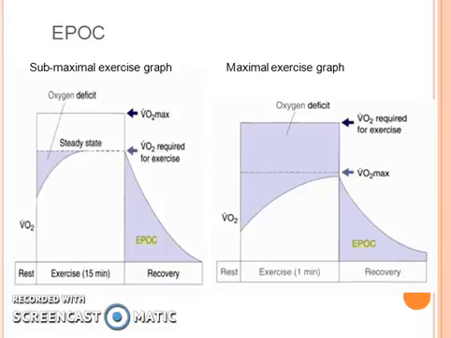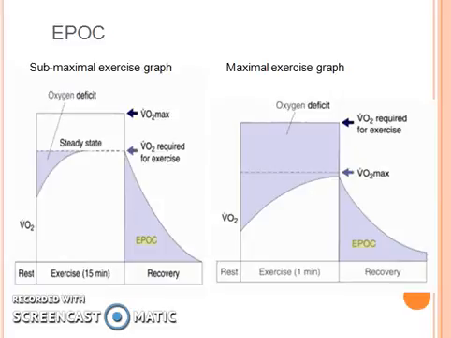In maximal, you'll have a longer recovery and a larger oxygen deficit as you're working anaerobically. Therefore, there's a large amount of oxygen that needs to be recovered. The lactic acid phase of EPOC is removing excess lactic acid built up during exercise. So the excess oxygen that is consumed in recovery will help remove the waste products from our body.